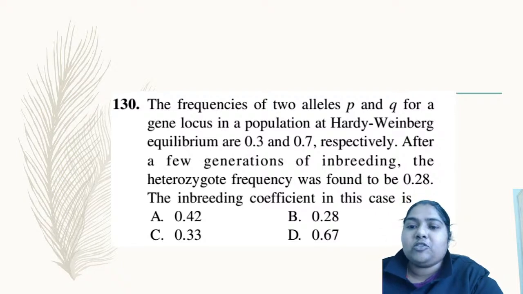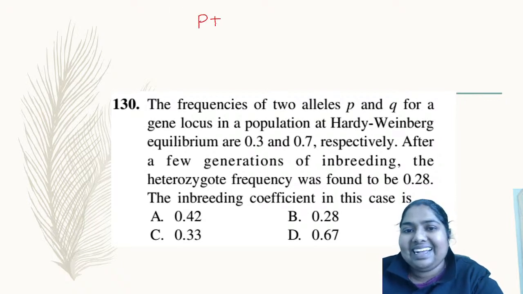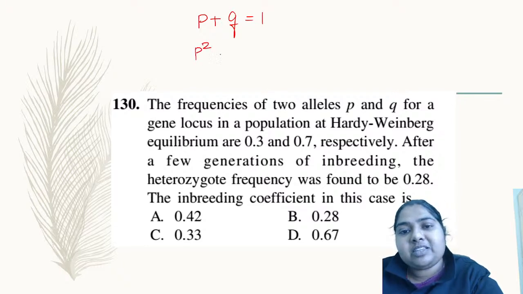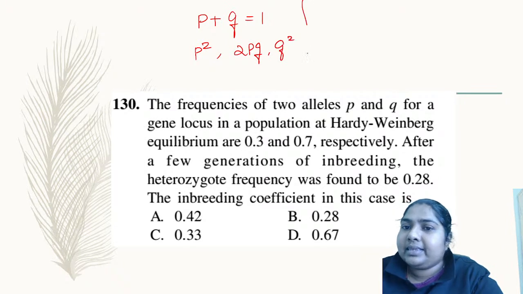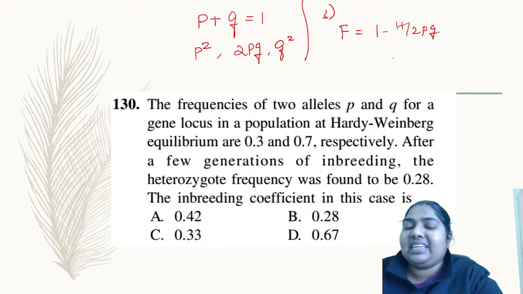So we learned 3 formulas. You remember that? One is P plus Q is 1. Next is P squared, 2PQ and Q squared. Third, we learnt one formula. How many of you remember that formula? F is equal to 1 minus H by 2PQ. It's time to apply that formula.